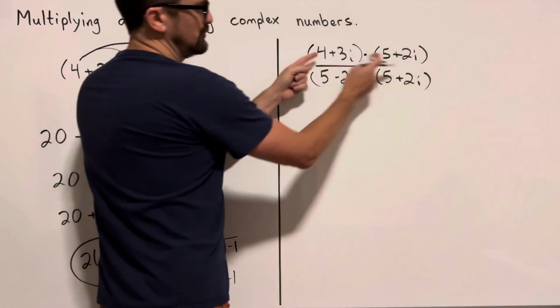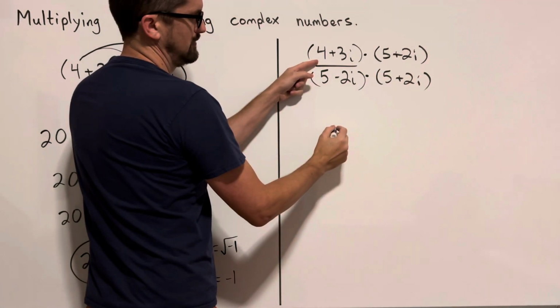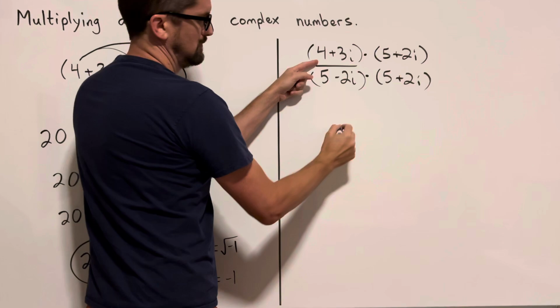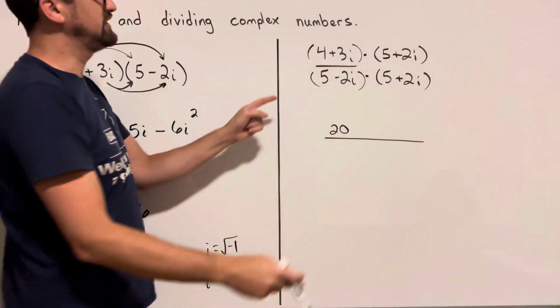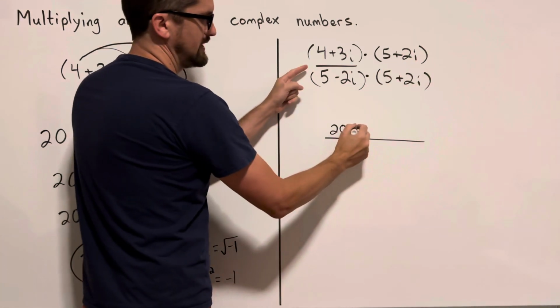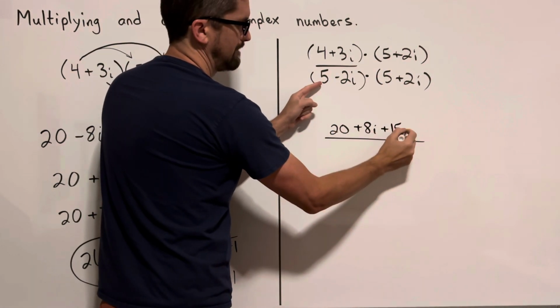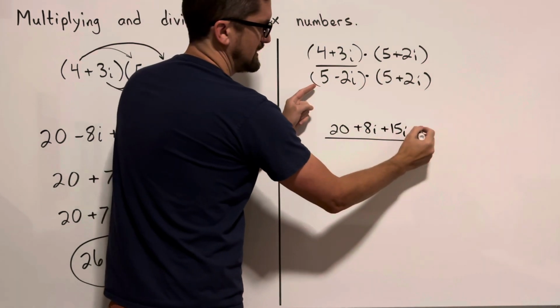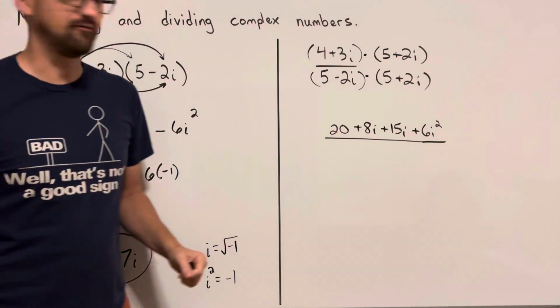So we're going to FOIL the top piece. We got 20, 4 times 5, and then do the outer, 4 times 2i is 8i. Then we have 15i in the middle, and 6i squared for the L in FOIL.